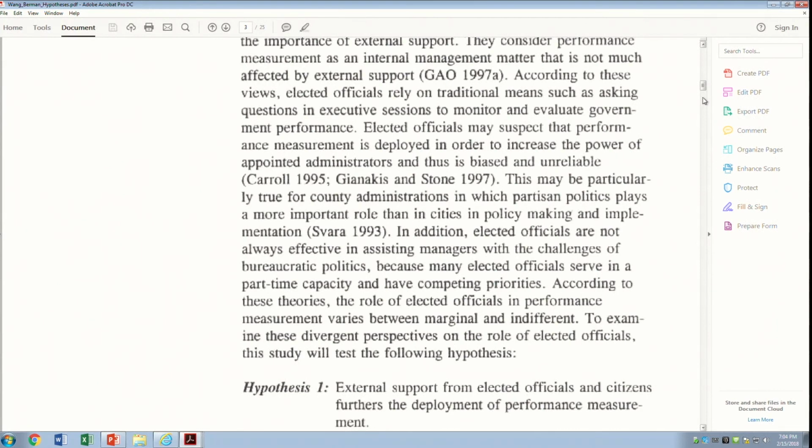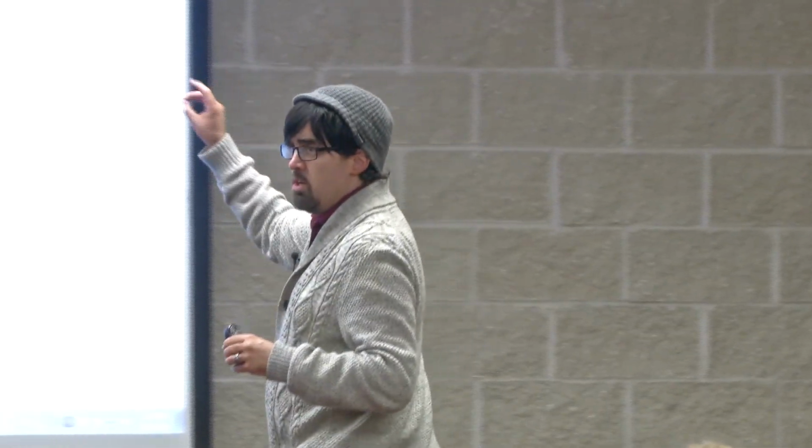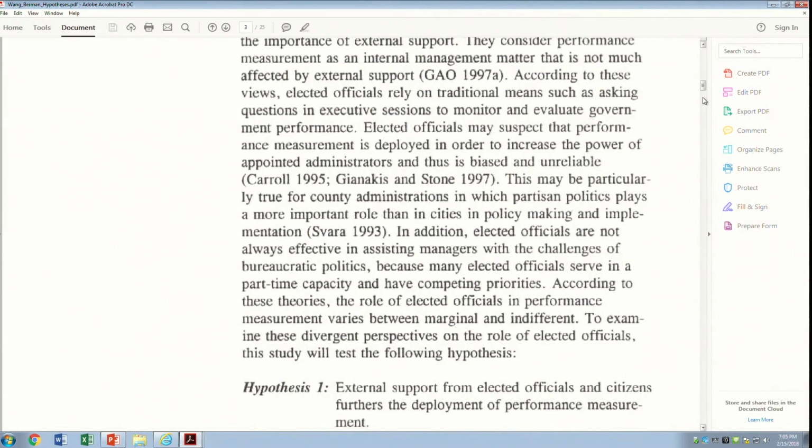And then what they get to is that they've all been establishing about these theories and the differences they have in these theories. It says, according to these theories, the role of elected officials in performance measurement varies between marginal and indifferent. And so they say these are the perspectives, and in order to examine these divergent perspectives, the study will study the following hypothesis, and then they advance it right there. They tell the story in order to get to what the hypothesis is, but ultimately it comes down to the meal. So let me ask you this, did you notice meal in these paragraphs? No? Focusing on content, not necessarily. Okay.